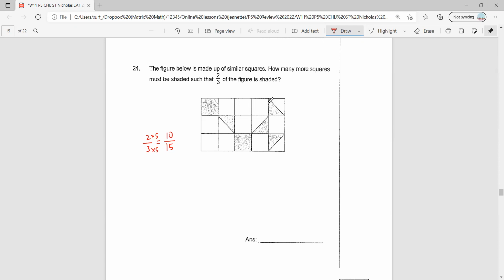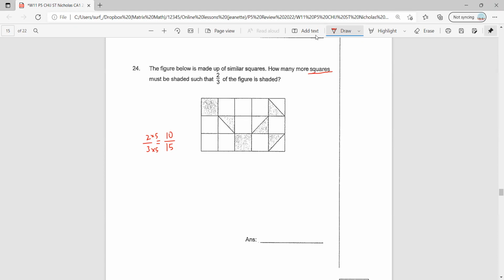Huh? I counted there are 30. The 30 triangles, right? Yeah. But I count the squares, because the question says how many more squares. If they say triangles, then yes, you count 30.